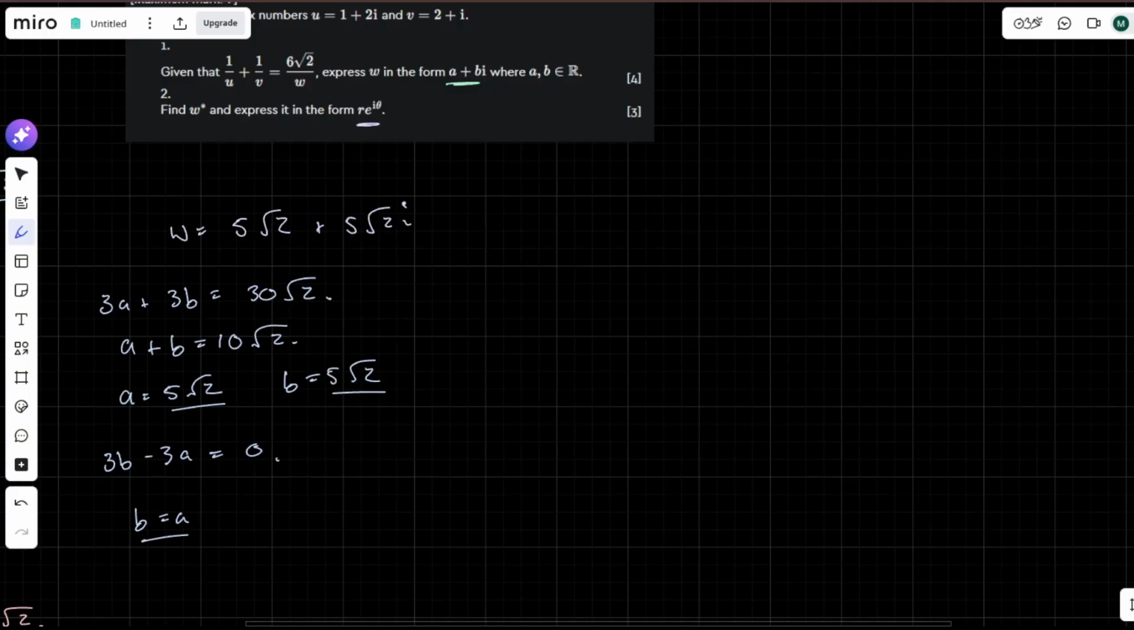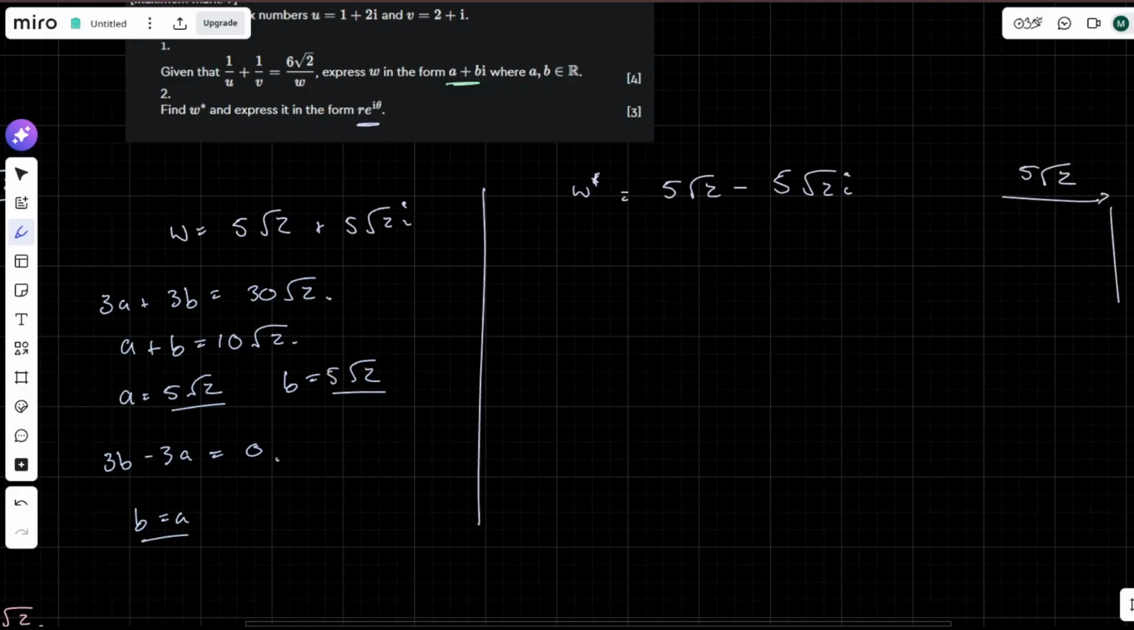Okay. Well, to be fair, the fact that they're the same would make it much easier to answer this problem, right? So the conjugate of W, which is what that little star represents, is 5 root 2 minus 5 root 2i. If we were to do this on an Argand diagram, we've got a real component that goes to the right, 5 root 2 from our origin, and then a component that moves down by 5 root 2, and this is our vector.